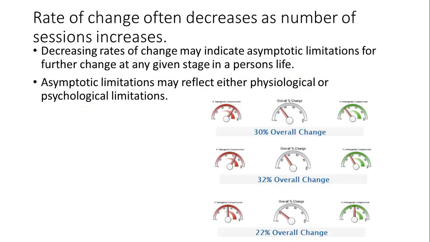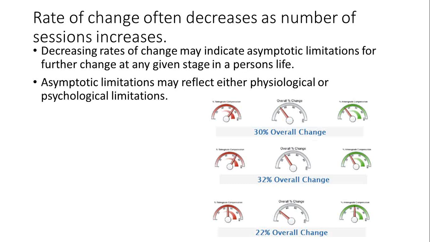The rate of change often decreases as the number of sessions increases, and this is another thing that confuses people. Decreasing rates of change may indicate asymptotic limitations for further change at any given stage in a person's life. Okay, so people may begin to change less and less as they train more and more. Why? Asymptotic limitations may reflect either physiological or psychological limitations. Your client may not have the nutritional and physiological resources to change any more in a normal direction, or their psychological environment, psychosocial environment may be impeding them too.